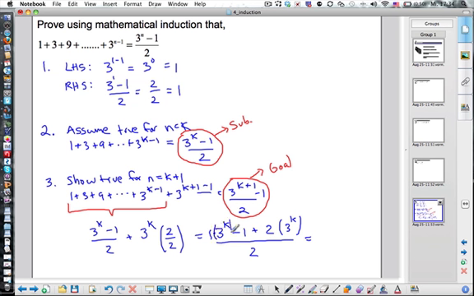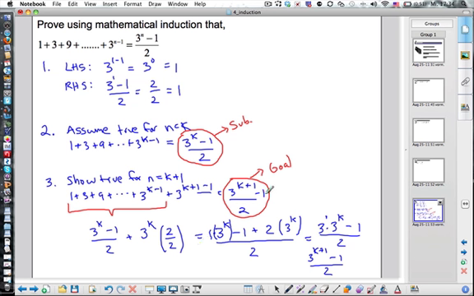So how many 3 to the k's do I have? I have 3 of them. 3 times 3 to the k. And then minus 1 all over 2. So I have 3 to the 1 times 3 to the k. That is 3 to the k plus 1. All minus 1 divided by 2. And there you go. That is your mathematical induction. We just showed that our goal is true.